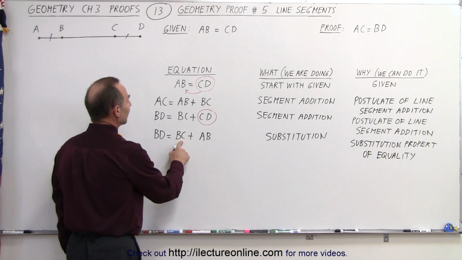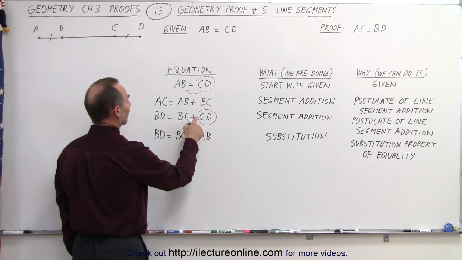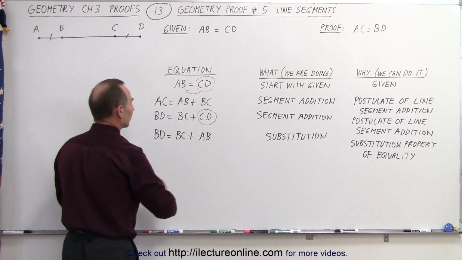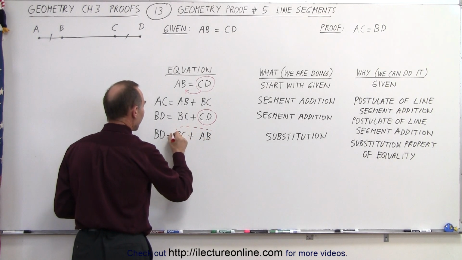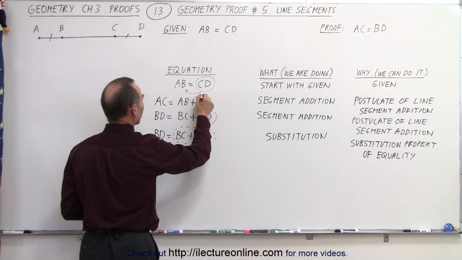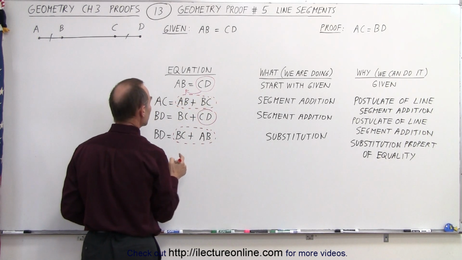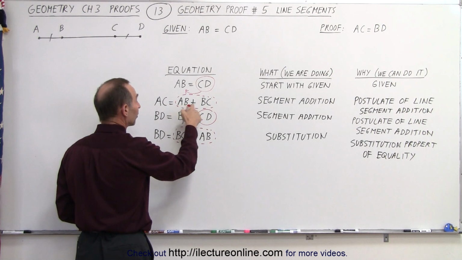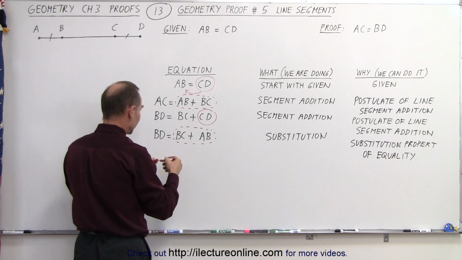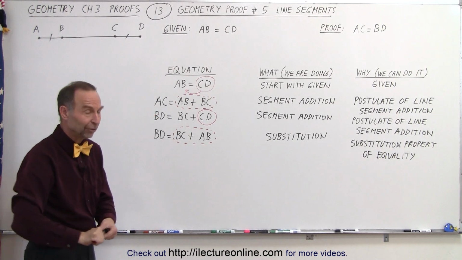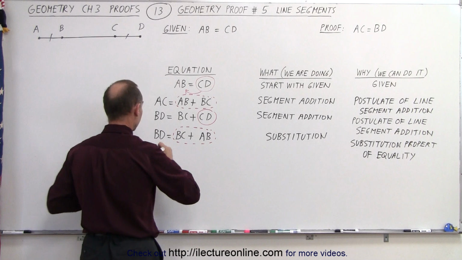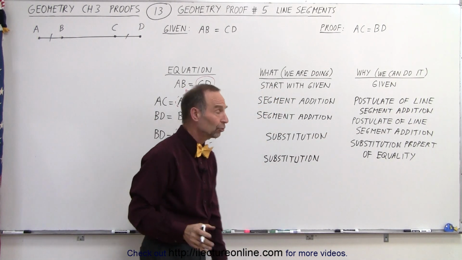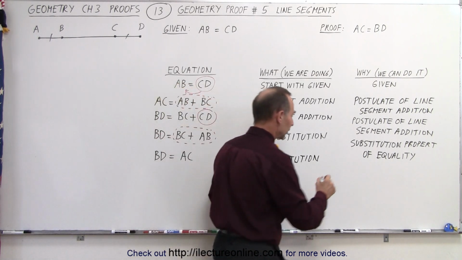Now I have BC plus AB. Well, AB plus BC is equal to AC. So I can see that this sum and this sum are equal to one another, which means I can go ahead and replace BC plus AB by what AB plus BC is equal to. It's equal to AC. I'm going to make another substitution. And the reason why I can make that substitution is the substitution property of equality.